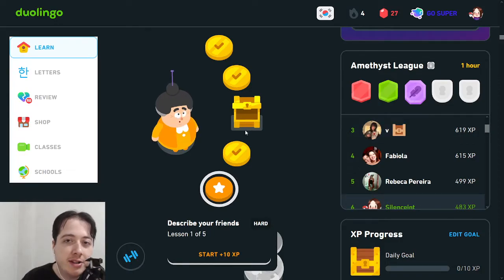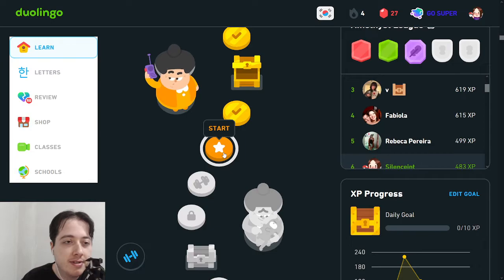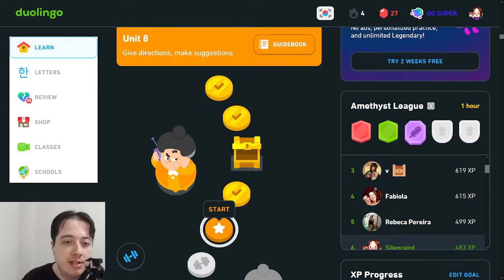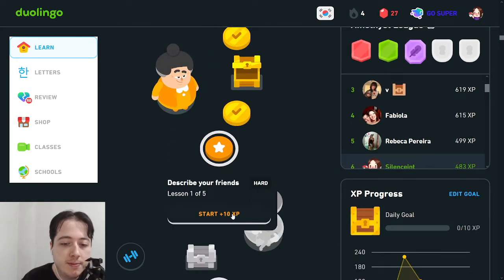So today I'm gonna learn Korean on Duolingo. This is the fourth exercise from Unit 8. So let's do it.